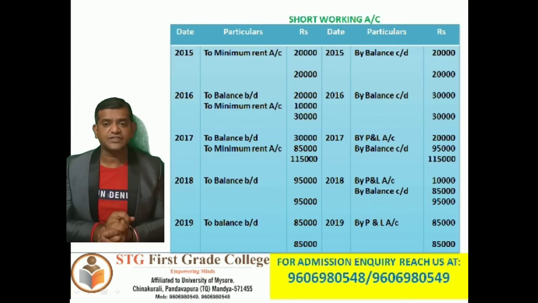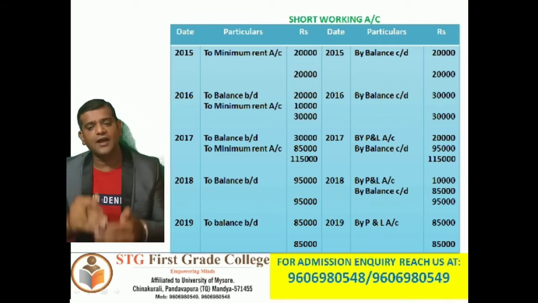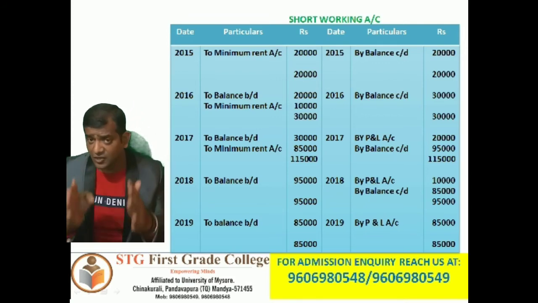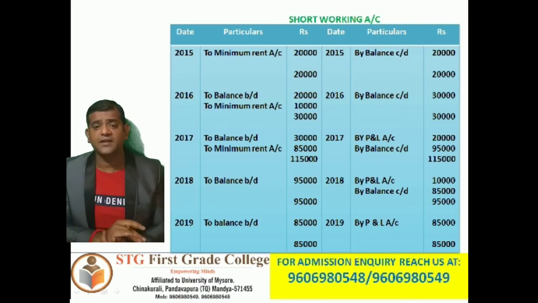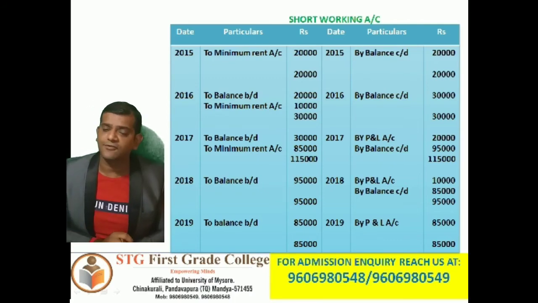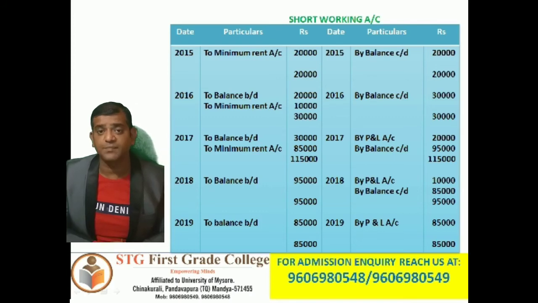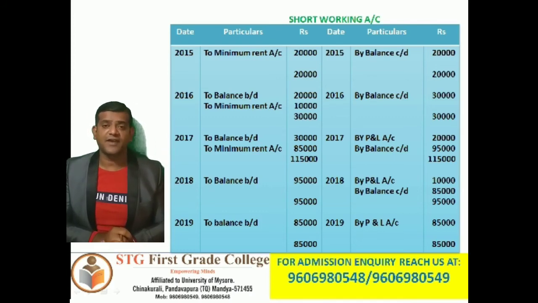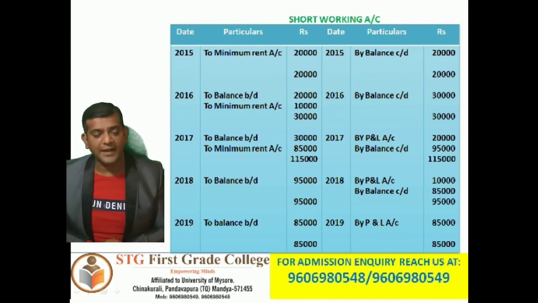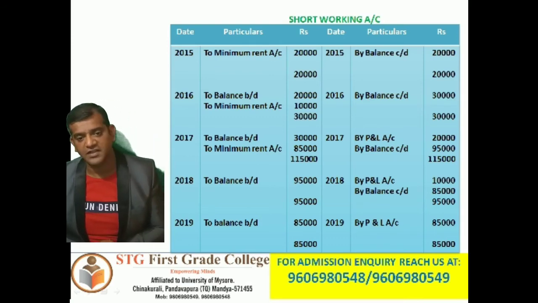1,15,000 rupees. So in the year 2017, by P&L account, there was a not recovered short working, that is 20,000 of the first year. So by P&L account 20,000, that is short working not recovered, transferred to P&L account. By balance carried down 95,000 rupees. Both the side total 1,15,000, 1,15,000.